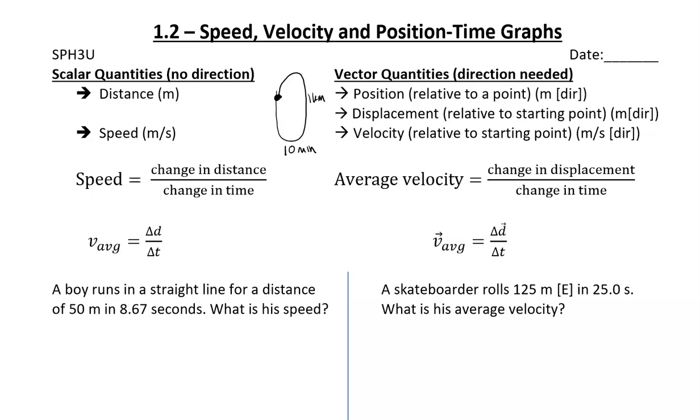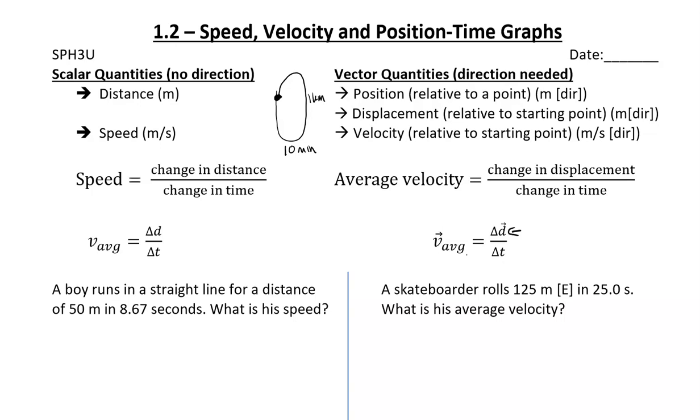We've already gone over the idea of position, always relative to a point, and displacement relative to a starting point. So, like I said, if you start here and end here, at that point your displacement is 0. Because velocity is in meters per second with a direction, and you can see the equation down below, it's the displacement over the time. So if you have 0 displacement, you have 0 velocity.